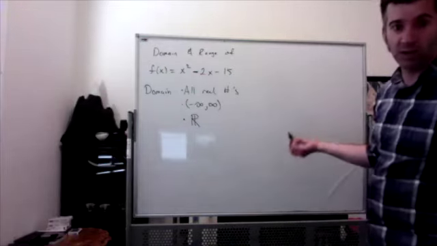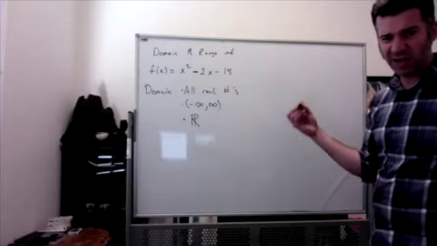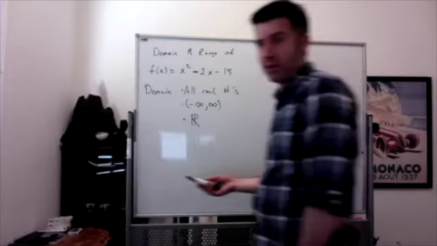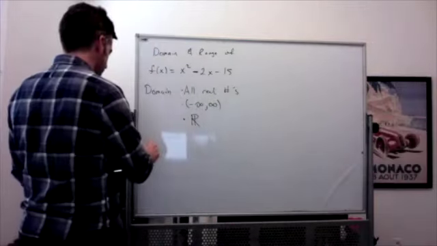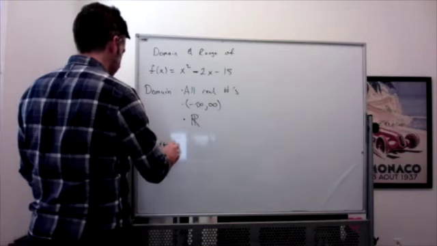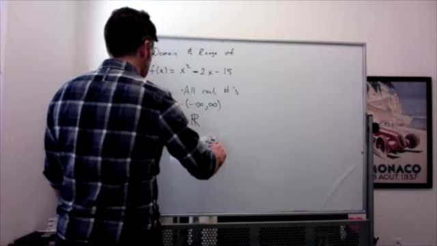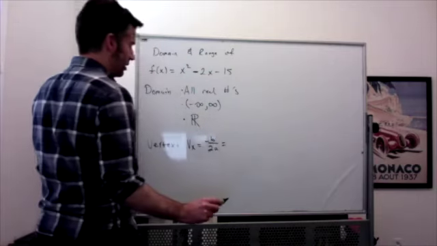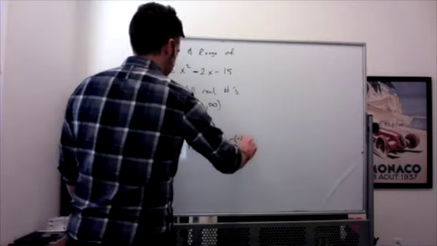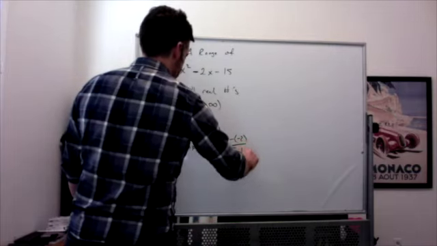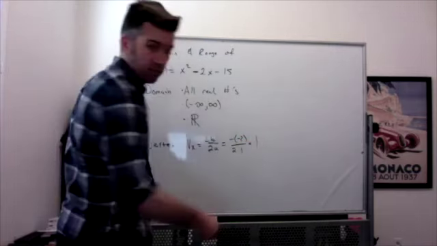So to find the range, let's do a little bit of graphing. You don't actually have to graph the thing, but we're going to graph it. So let's find the vertex. The x coordinate is negative b over 2a, which is negative 2 over 2 times 1, which is 2 over 2, which is 1.